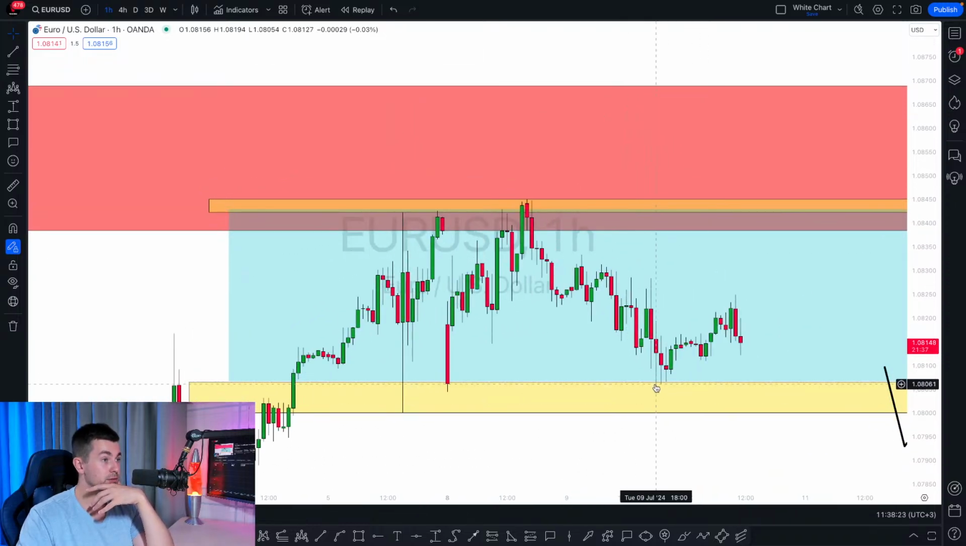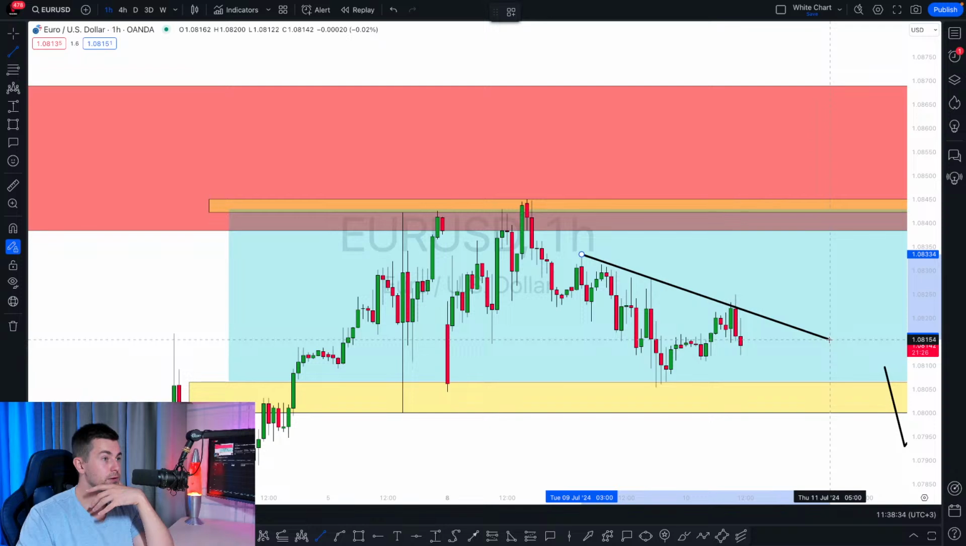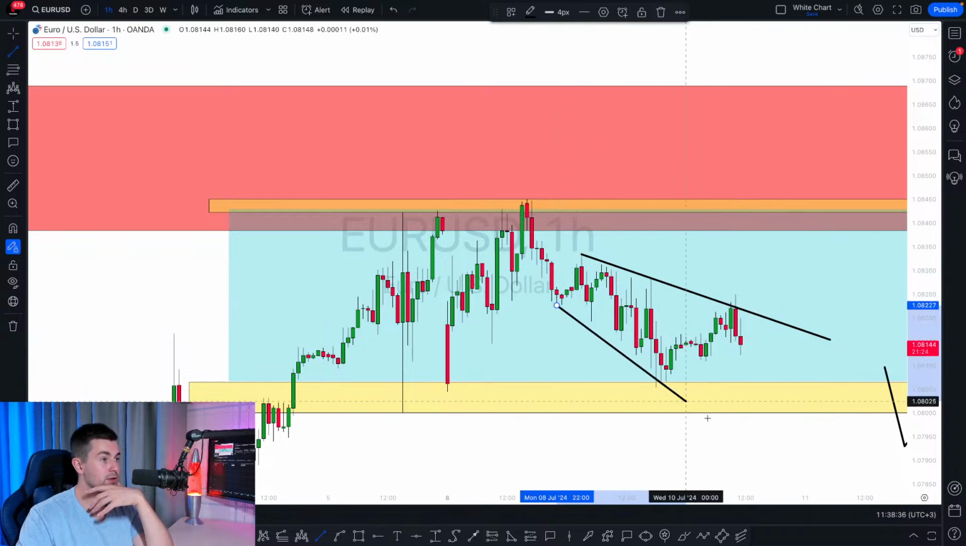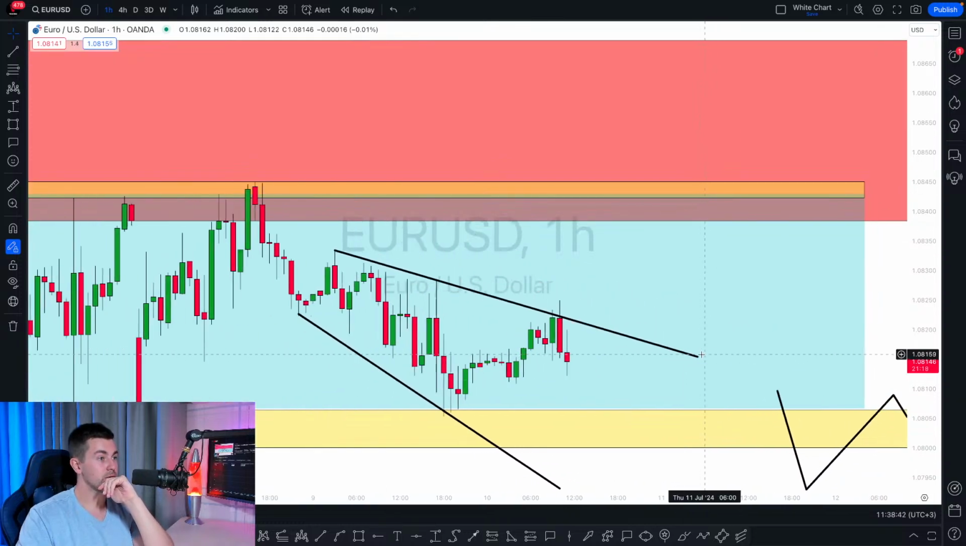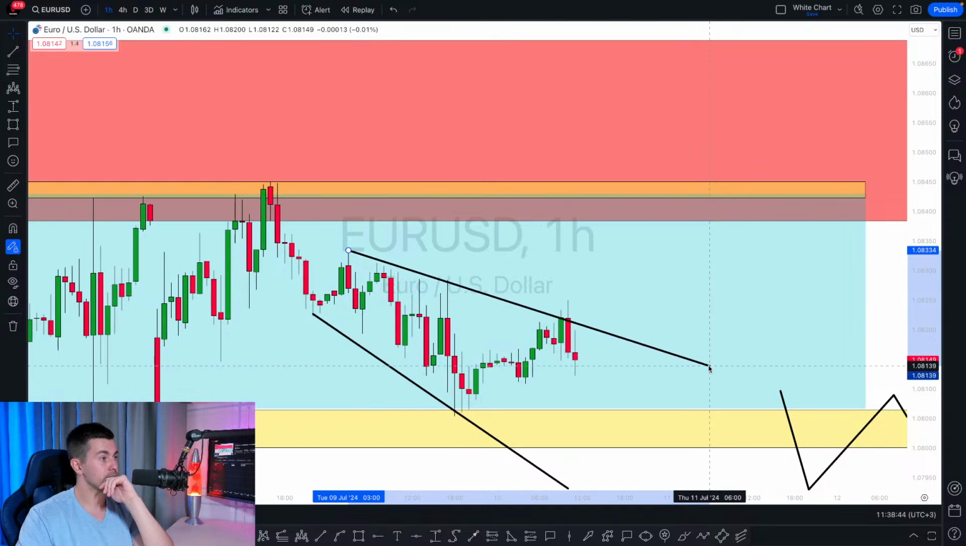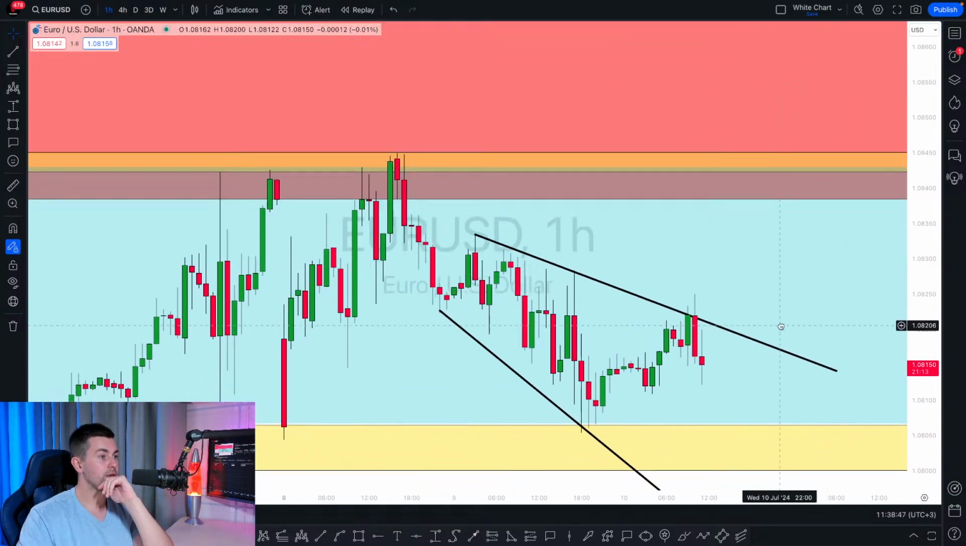So after the test of the support, yes, we bounced nicely. We formed a cup and handle formation here. Let's check what else we have here. We also have the expanding wedge pattern formation here, and the resistance of the wedge here was nicely respected, by the way. So, what can be the plan?